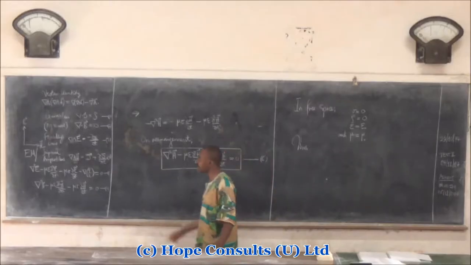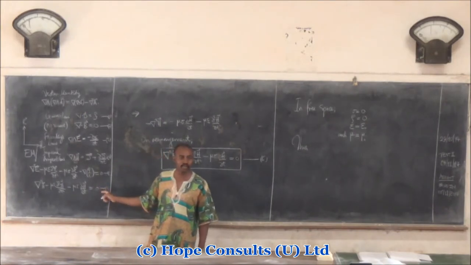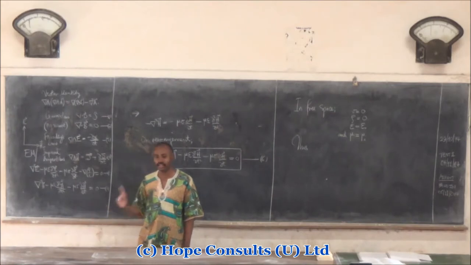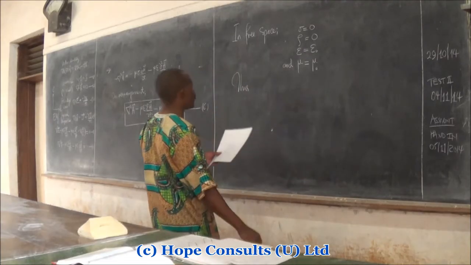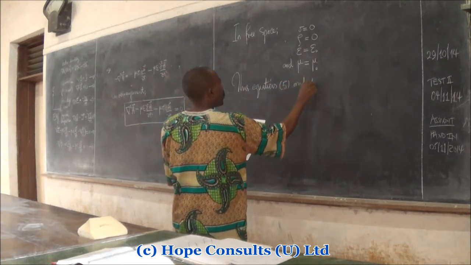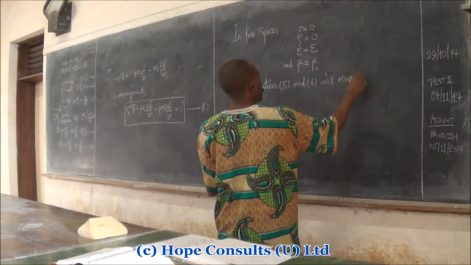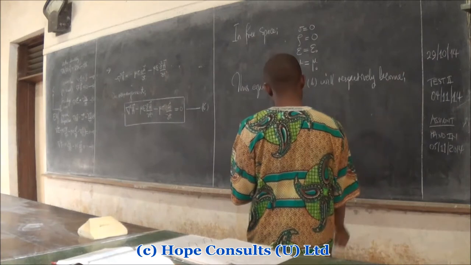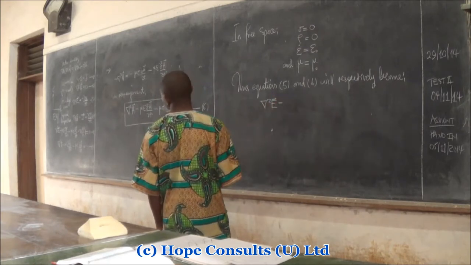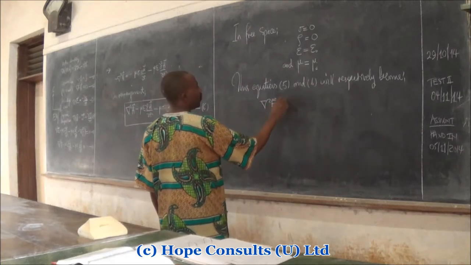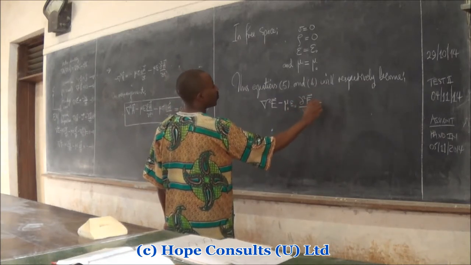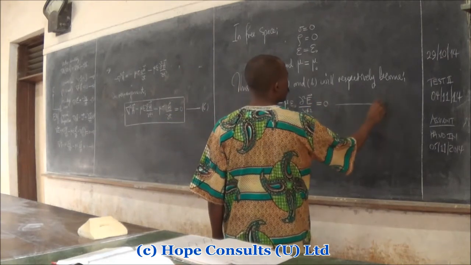our two equations 5 and 6 will look different once we put a zero here, a zero here, an epsilon naught here and a mu naught here. This equation has become pretty different. And that means equations 5 and 6 will respectively become del squared E minus mu naught epsilon naught, partial squared E by partial t squared, equal to zero, and we say that is equation 7.